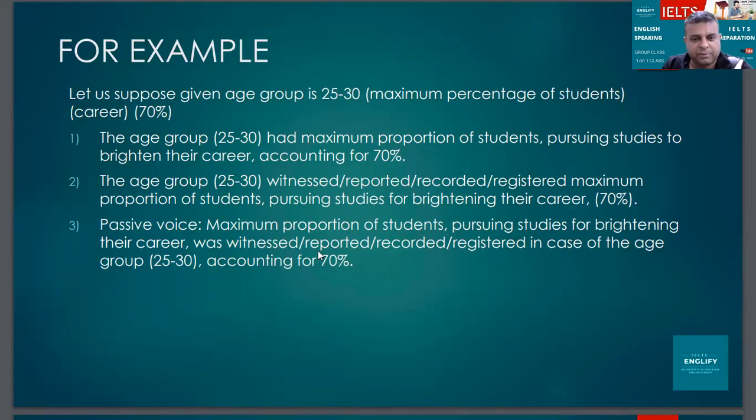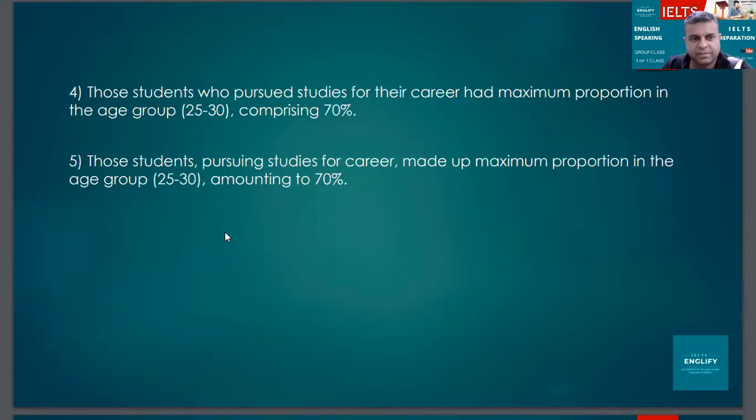Because what I'm about to do is give you a practice sentence after this. Another example says: those students who pursued studies for their career had maximum proportion in the age group 25-30 comprising 70%. So make one or two sentences using who, which also. Make other sentences using comma, verb, gerund. Just show the variety. Those students pursuing studies for career made up maximum proportion in the age group 25-30 amounting to 70%. Remember, with amount we always use to, with account we always use for.